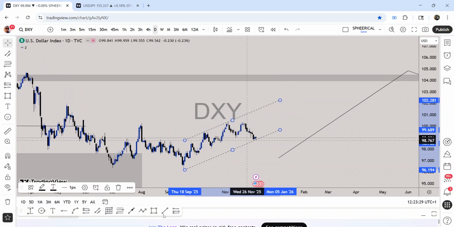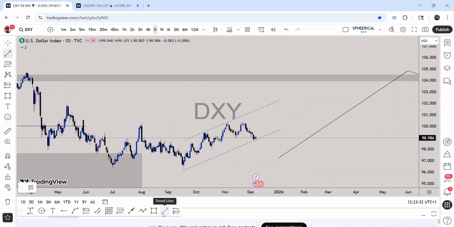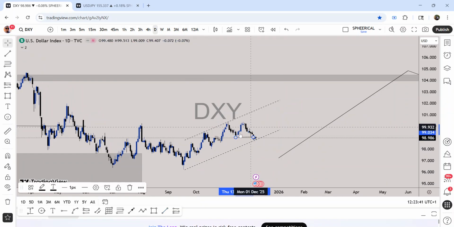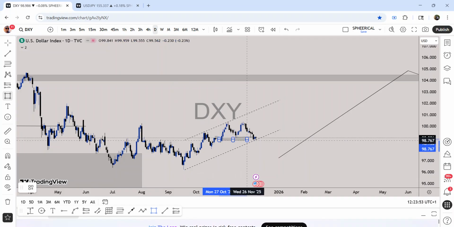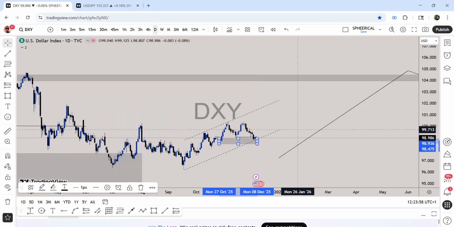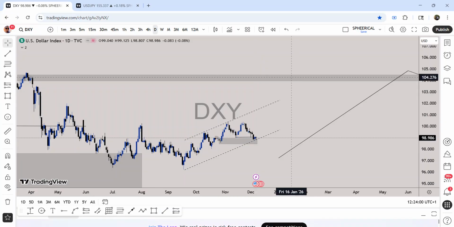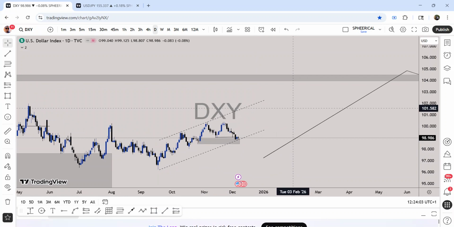Don't mistake this as a change of character. This is not a change of character. It's just a liquidity sweep. It's not a change of character because this point does not cause any break of structure. It's just a liquidity sweep into the demand zone. Here is a demand zone, which is where the market is reacting now. From here, we're expecting this market to pick up energy to push up.